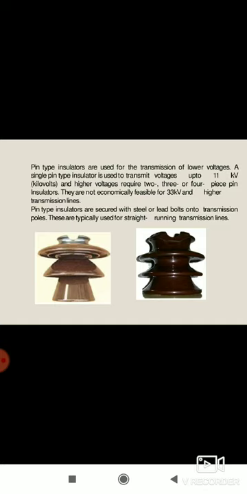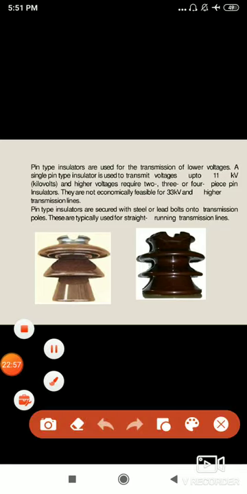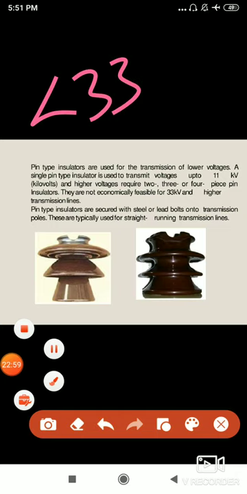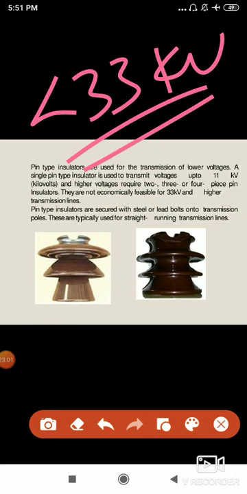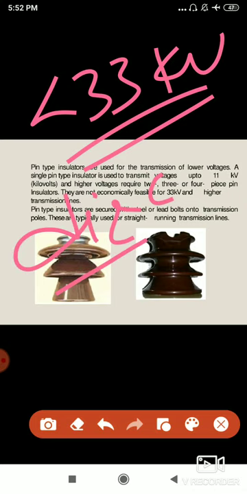These types of pin type insulators can be used for voltages less than 33 kV. So what does it mean? It can be used for 11 kV also. If you take one pin type insulator, it can be best used for 11 kV, 33 kV, less than 33 kV. So these insulators are used in what we call a distribution system. They are not used in a transmission system.